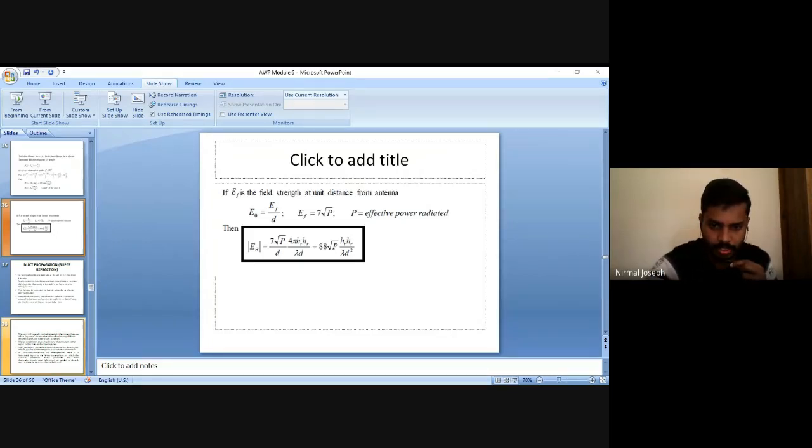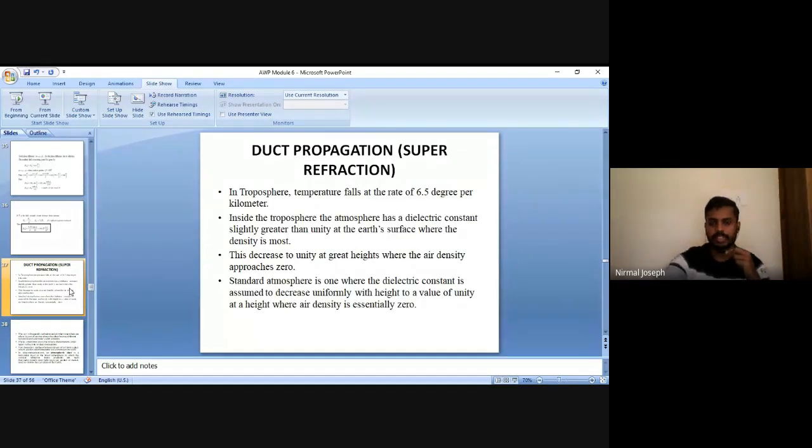Now we are moving to our next topic, that is duct propagation or super refraction. This is an interesting topic. Duct propagation or super refraction.